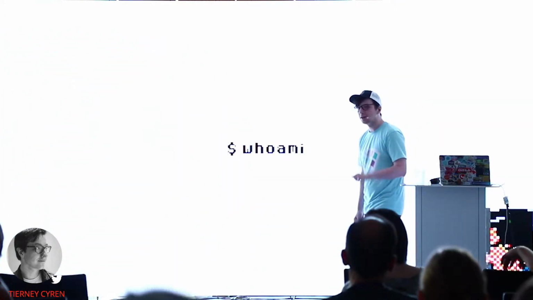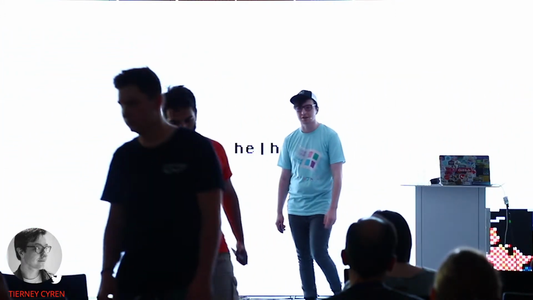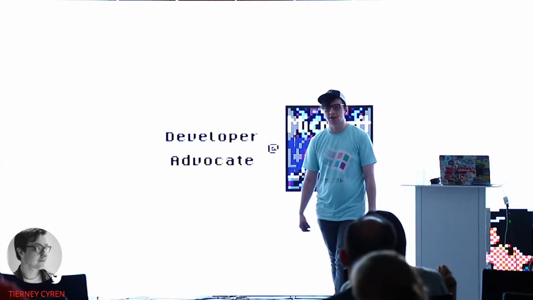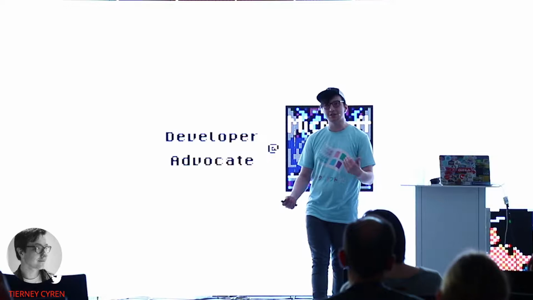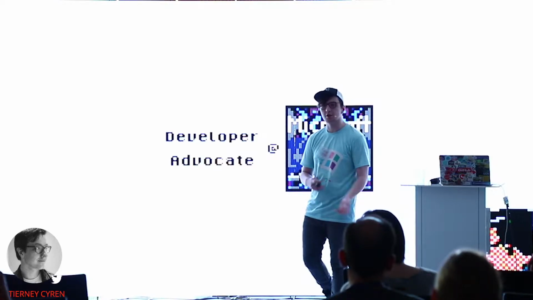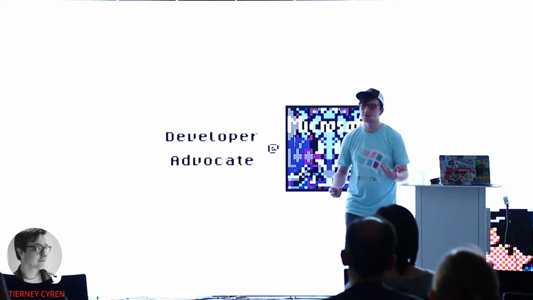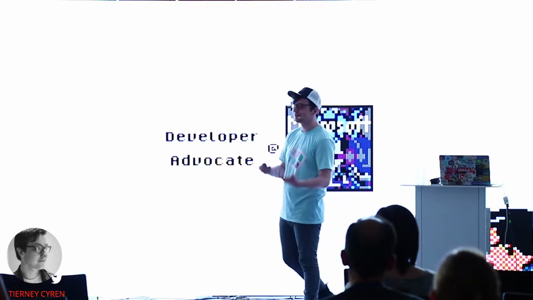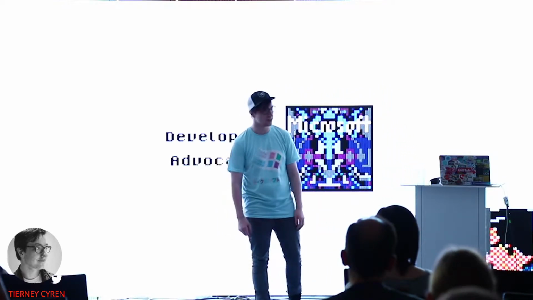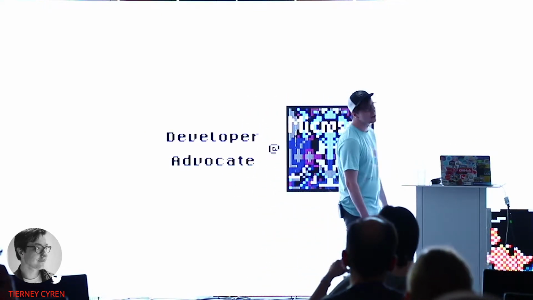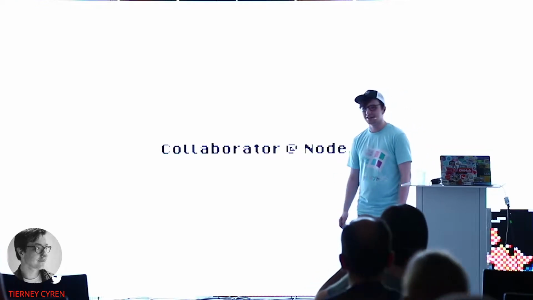So quick, who am I? My name is Tierney Cyren. My pronouns are he and him. I'm a developer advocate at Microsoft, so I work under Azure. I just recently changed to open source engineering, so still DevRel, but doing full-time open source. This means working on Node and other JavaScript ecosystem projects to just be there and help. Yeah, I'm a collaborator on Node.js.